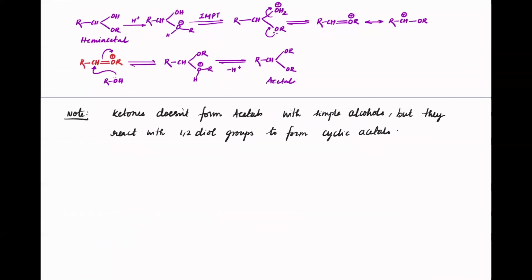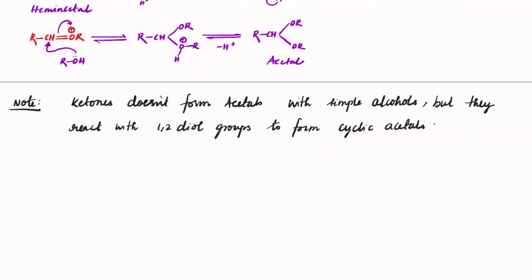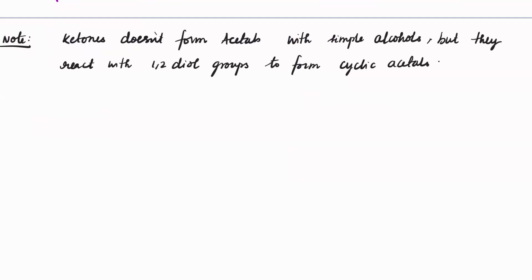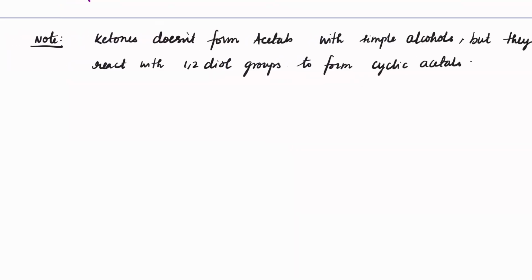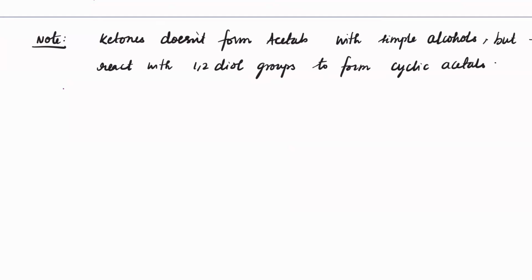Please check this. When it comes to ketones, ketones do not form acetals very easily, just like how aldehydes are forming. But they do react with 1,2-diol systems to form cyclic acetals. Why is that so? Check out, when it comes to ketones, suppose you have a ketone, let me show you.